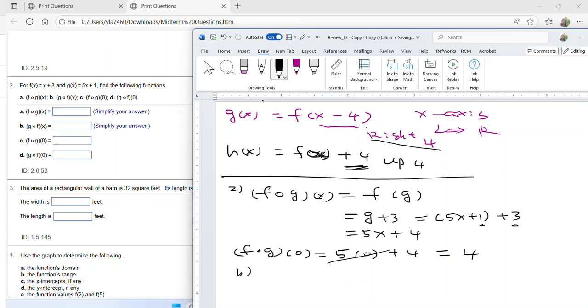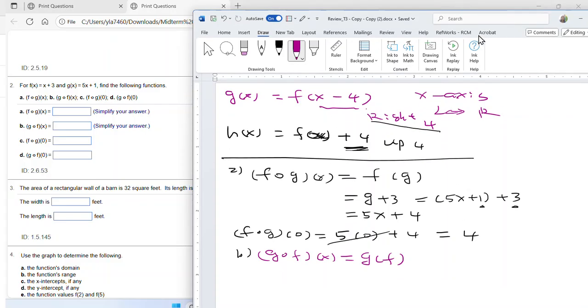B here is g as the outer, so you have g composite f of x. I can write this one as g of f. g will be the outer. The first one is always the outer, the second one is the inner.